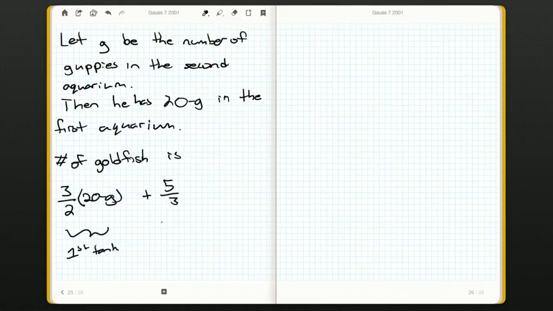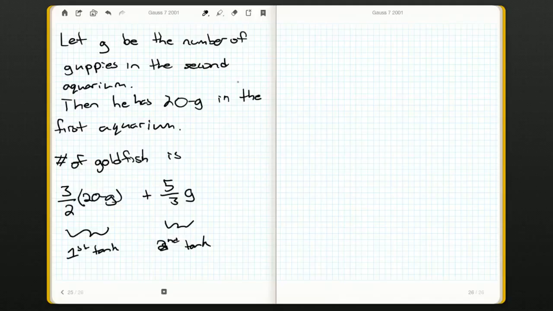And then in our second tank, we'll have 5/3 G. Right? In the second tank, for every 3 guppies, and we have G many guppies, we'll have 5 goldfish. So now we've accounted for the number of goldfish. And something we're going to need to keep in mind, whatever we choose for G, we're going to have to make sure that the number of goldfish comes out to be a whole number. You can't have half a goldfish. That doesn't make any sense.